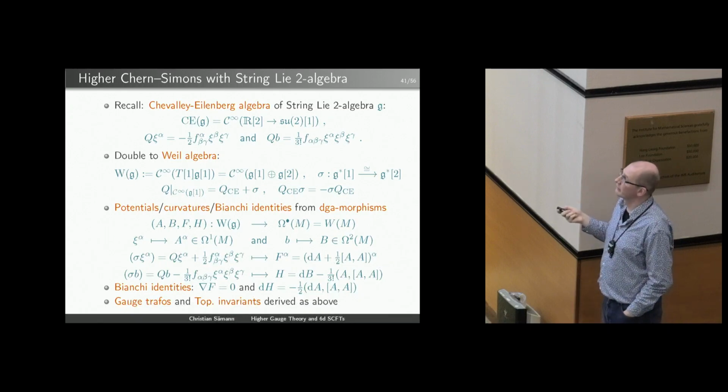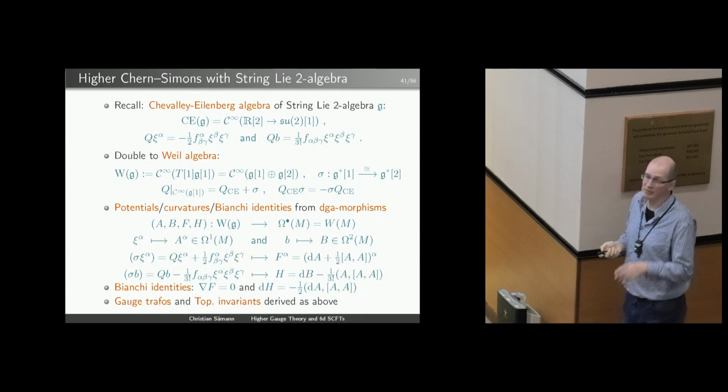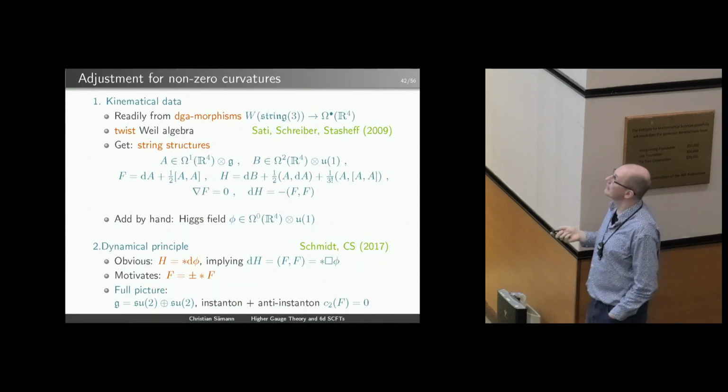Psi alpha gets mapped to the 1-form potential. B gets mapped to the 2-form potential. That's good because we want 3-form curvatures around, right? The shifted one, this tells you the curvature for A looks like this. Or, well, part of the curvature looks like this. And the curvature for B looks like this. And the Bianchi identities are these and these. And gauge transformations and topological invariants are then derived as before. And now we need to just introduce this little twist, and it just modifies the definition of the curvature to this one. So something very nice happens. Before we only had this term, and now we indeed have the full Chern-Simons term.